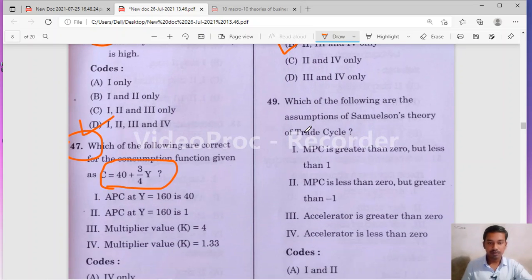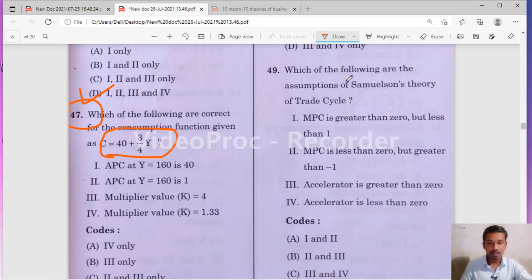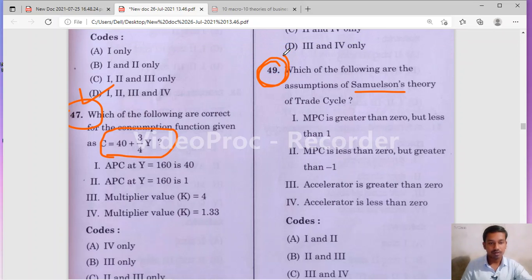Question number 49. Which of the following are the assumptions of Samuelson's theory of trade cycle? Yes, here MPC is greater than 0 but less than 1, MPC is less than 0 but greater than -1, accelerator is greater than 0, accelerator is less than 1. In this question also I am having a little confusion. If anyone has solved this question, you can comment the answer in the comment box.